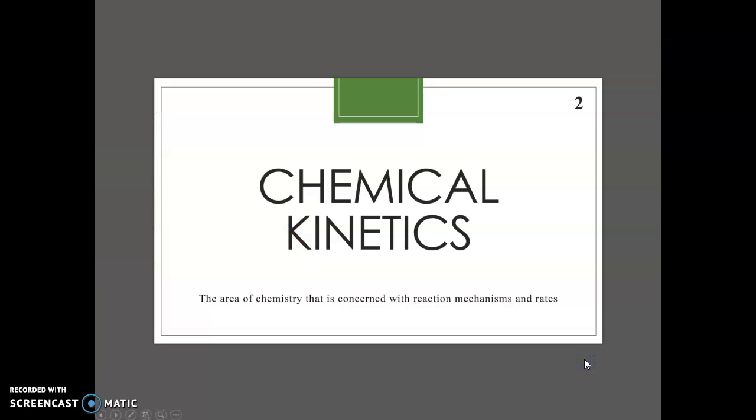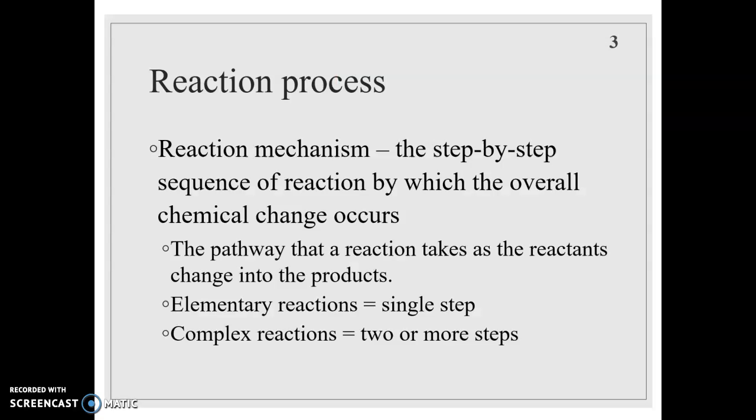Alright, so chemical kinetics is the area of chemistry where you study reaction mechanisms and the rates of reactions. We'll start off and I'll tell you what a reaction process is. That is the mechanism, the step-by-step sequence of events that takes place during the chemical reaction. That is going to describe the pathway by which reactants become products.